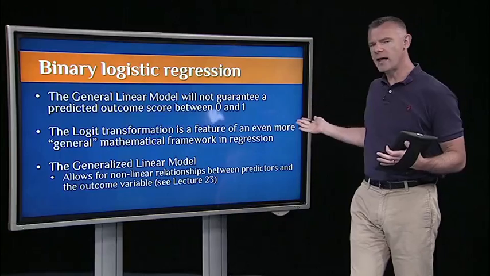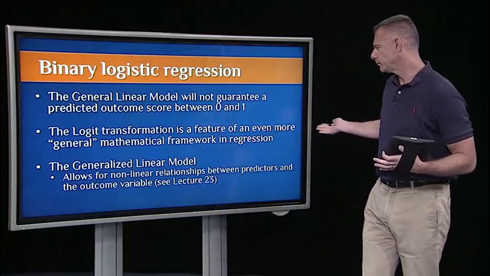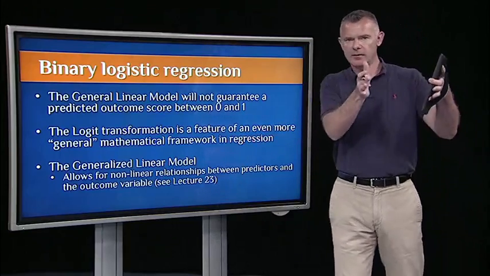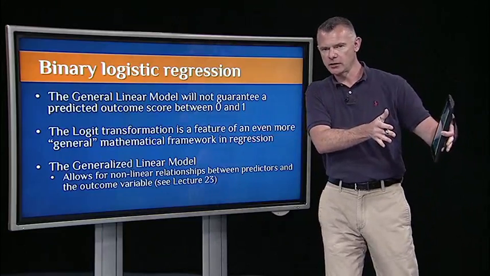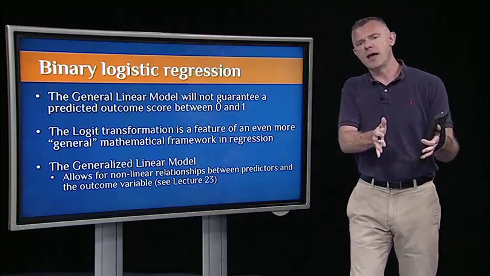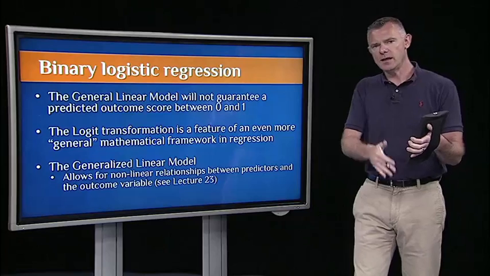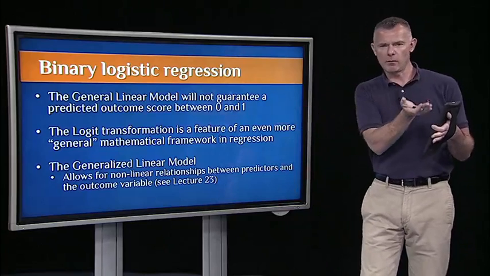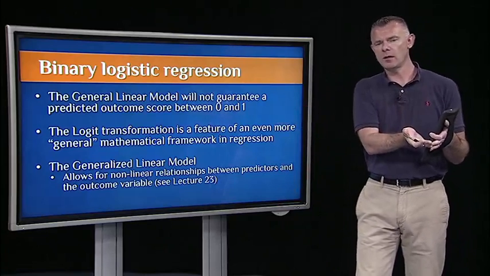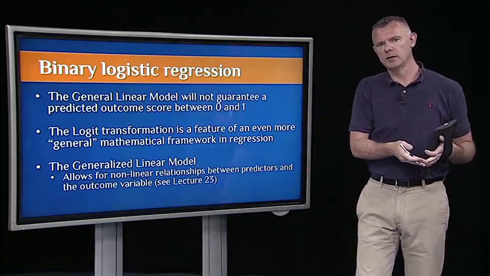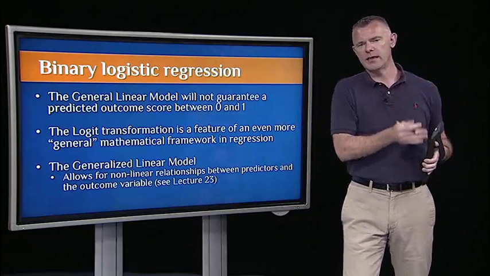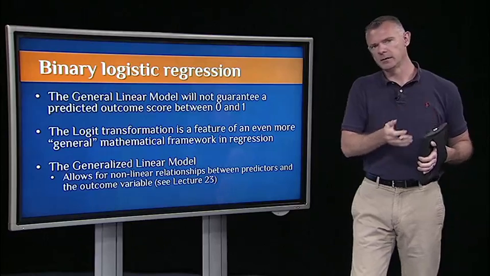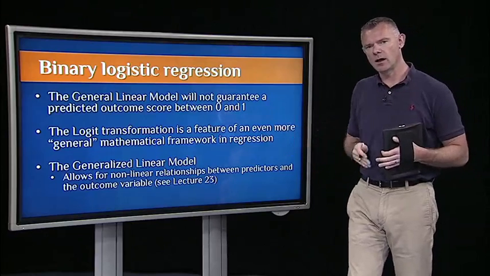So we need to do that logit transformation on the left-hand side of the regression equation. If we do that, then we can get a predicted score that will fall between 0 and 1, and we can make a guess as to whether this person's going to vote for the death penalty or not, based on their predicted score on this transformed y variable.